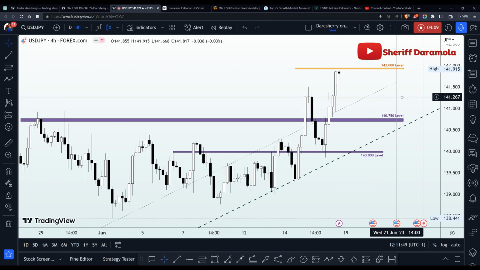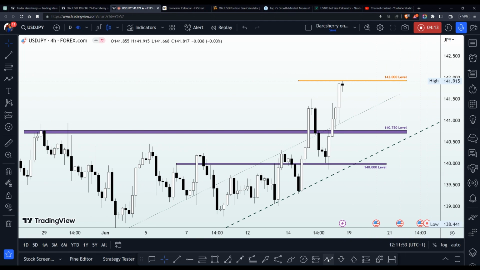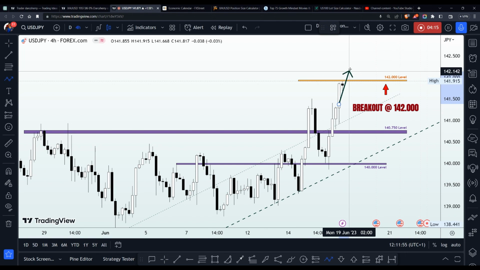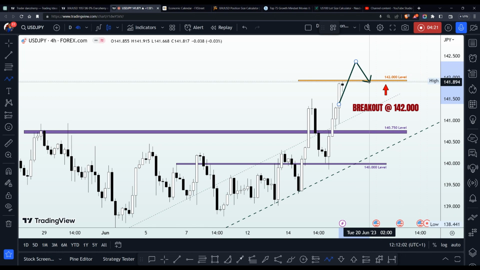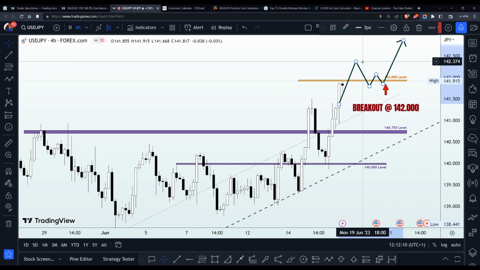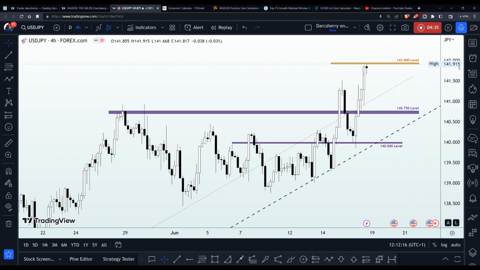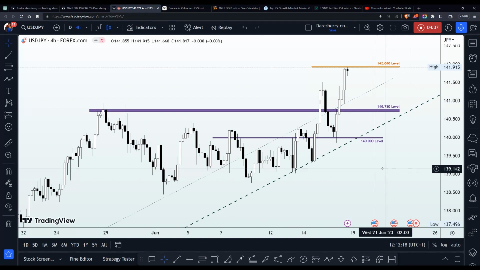However, if this bullish momentum continues in such a way that it breaks out of the 142.00 level, then at this point I will be considering buying the USDJPY. And if further confirmations happen, like a retest of structure, this will definitely welcome more opportunities to add more positions to our existing trade. So this is how I'm going to be looking at the USDJPY for this week.